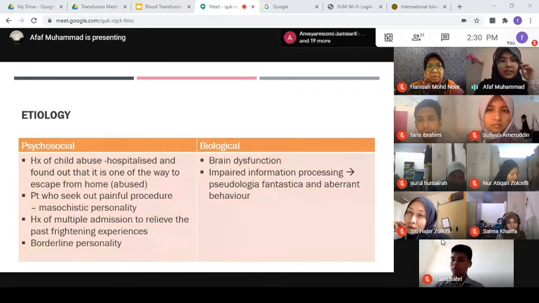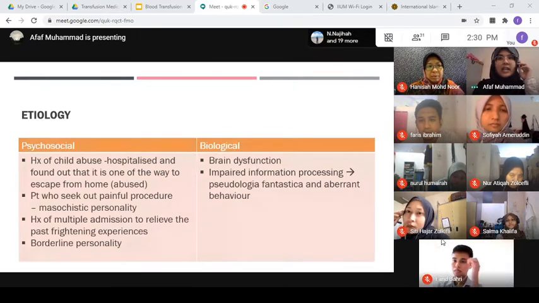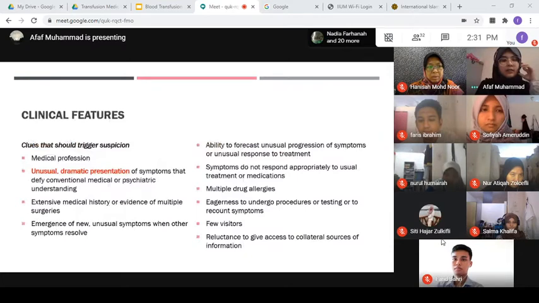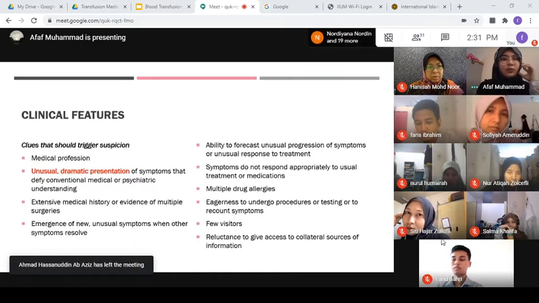In terms of biological, they have brain dysfunction and also impaired information processing. So they like to make up stories; they may have some facts in it, but they elaborate it in a very dramatic way. These are some of the clues by which we can suspect factitious disorder. First, as I mentioned, patients usually have a medical profession background, so they have some knowledge and know what to lie about.